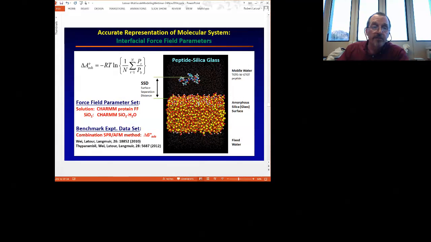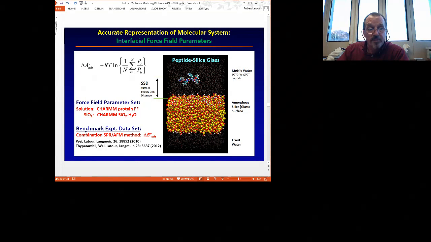So I'll show some results here for one of our recent ones. There's a silica glass surface with a host-guest peptide over the surface, and we started off using CHARMM parameters as our default parameter set. So we used CHARMM parameters for the peptide in solution, and there were published CHARMM parameters for water interacting with the silica, and we were just assuming that we could use the CHARMM parameters for the peptide interacting with the silica based upon the existing parameter set.